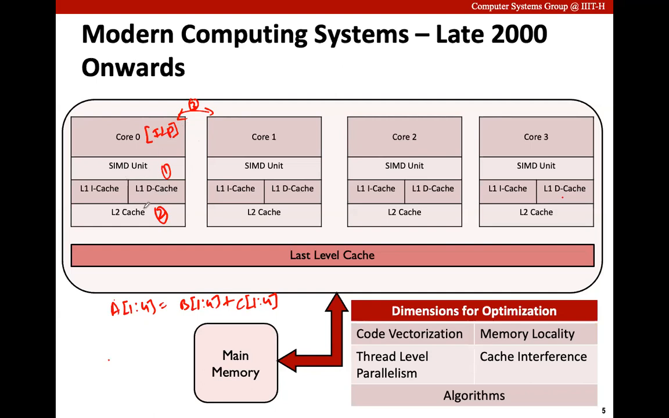And then there is a local cache, and then there are multiple cores. So multiple threads of execution are possible. So all these things, we have to exploit all these things in order to get good parallelization.